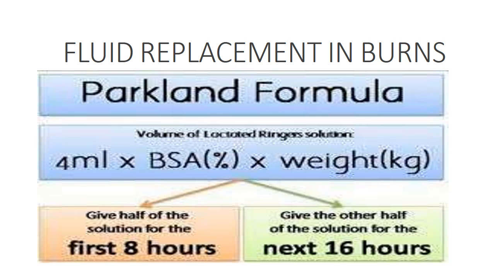So next is fluid replacement in burns. We use the Parkland formula. In the Parkland formula, it is 4 ml times total body surface area in percentage times weight in kg. We should give half of the solution for the first 8 hours, then give the other half of the solution over the next 16 hours. This is the fluid replacement by Parkland.